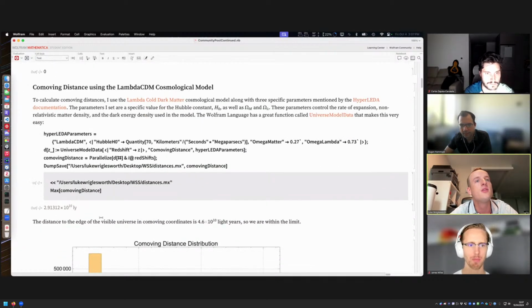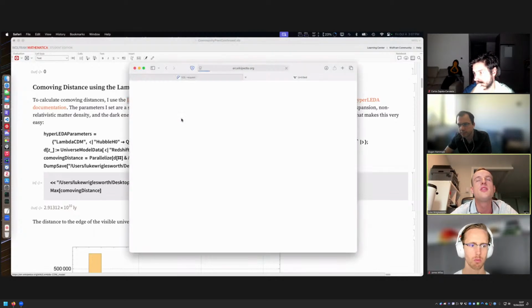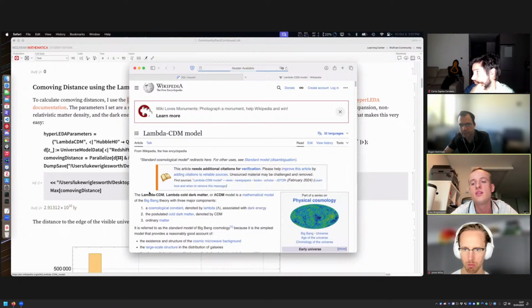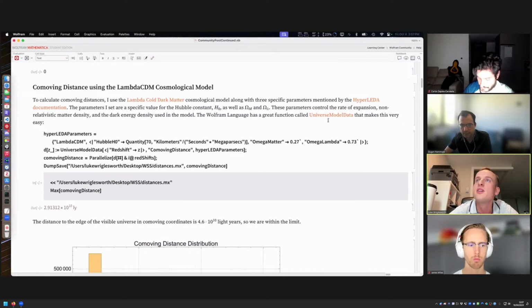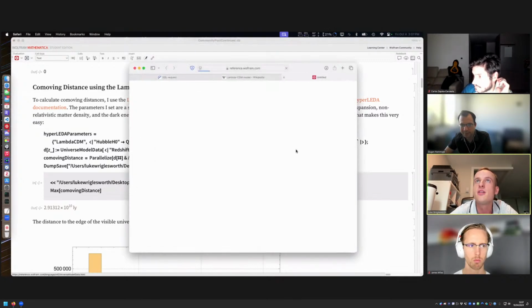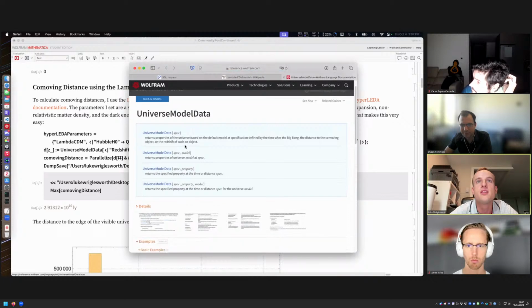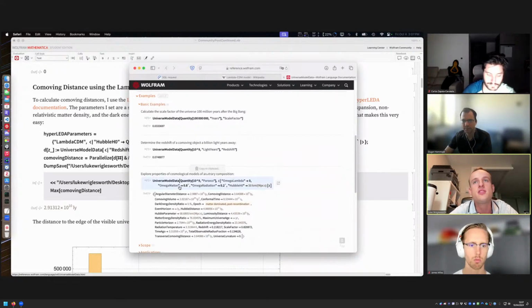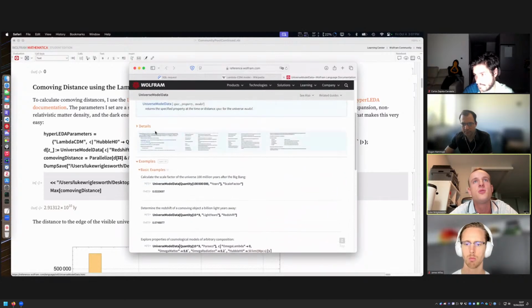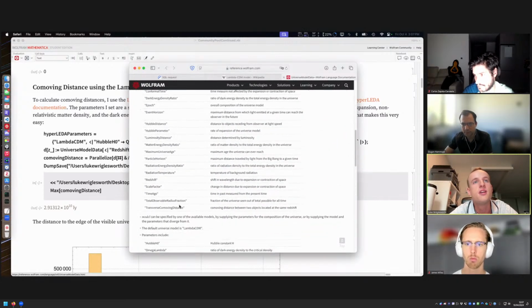And then to get the co-moving distance, I used the Lambda cold dark matter model. This is actually really easy in Wolfram Language because there's a handy function called UniverseModelData. I think there are four different cosmology models you can choose. You just input your parameters and redshifts, and then it will spit out whatever information you want. There's tons of stuff here.